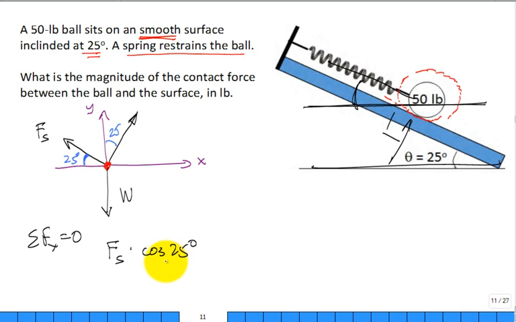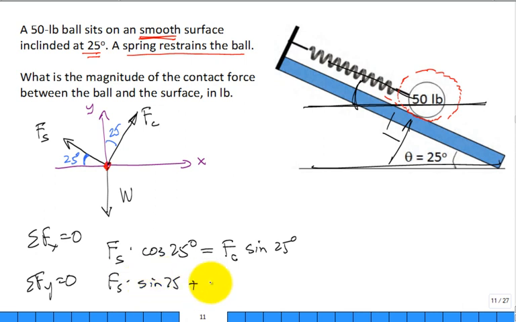Is that right? For the spring force, equal to the force contact times cosine 25. Is this true, or did I write the sum of the forces in the x correct? The sine. Sine. Very good. Sine of 25. True? And then we'll do the sum of the forces in the y equal to 0. We're going to have Fs times the sine of 25 plus Fc times the cosine of 25 equal to the weight down.